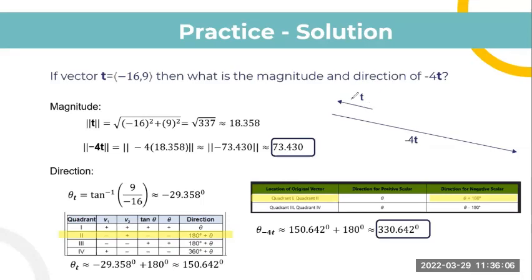So you can see here, I've sketched my t, and then I sketched my -4t just to give me an idea. So I can see that the magnitude is going to be 4 times as large as the original. And then for the direction, it's going to be in exactly the opposite direction. So I found the direction of t. But remember, anytime we're doing direction, we have to think about the quadrant. So because that was in quadrant 2, I had to add 180. So here's the direction of vector t, the original. And now if I want the complete opposite, I need to add 180 to that to get the direction of negative 4t.